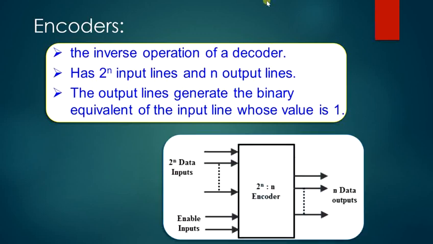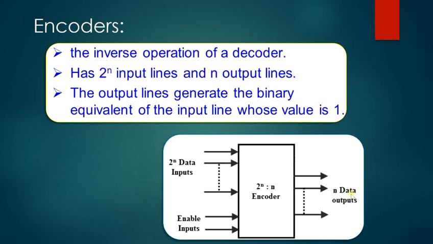So if you look at the typical block diagram, you can see that there are 2 to the power n data inputs, you have n data outputs, and in some of the encoders, like the way you have seen in the decoders, we will also have the enable inputs. So this is just the reverse operation of a decoder wherein you have 2 to the power n data inputs and n data outputs.